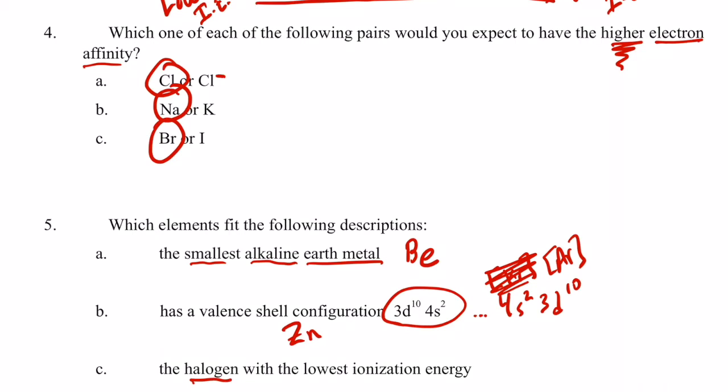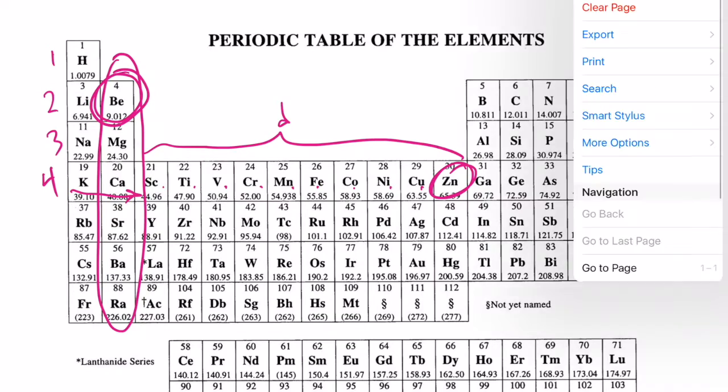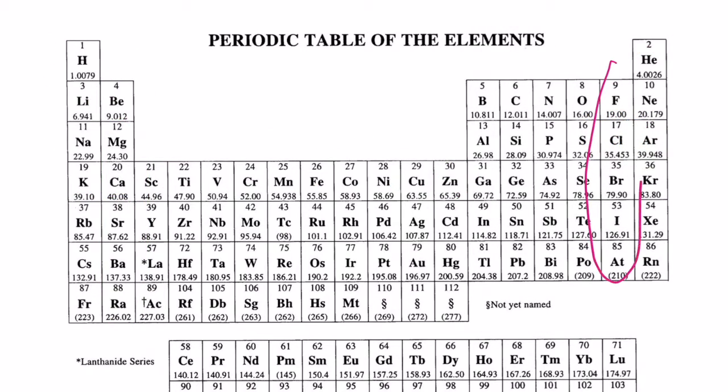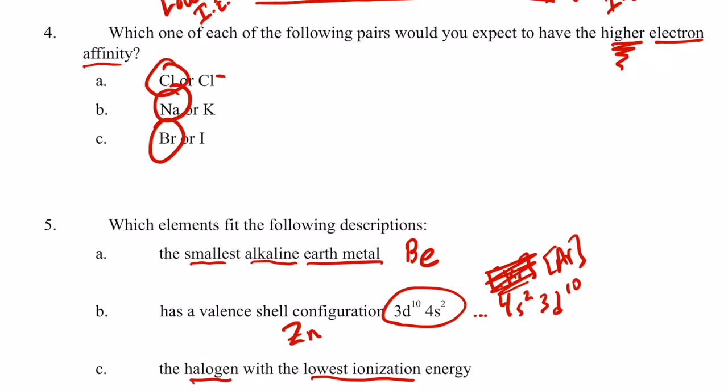Okay, the next up, the halogen with the lowest ionization energy. So where are the halogens? Well, the halogens are in group 17, and the lowest ionization energy, that means the one that's easiest to take an electron from. So that's going to be the one with the biggest radius that has the most shielding, and that would be astatine. So I would choose astatine for 5C.